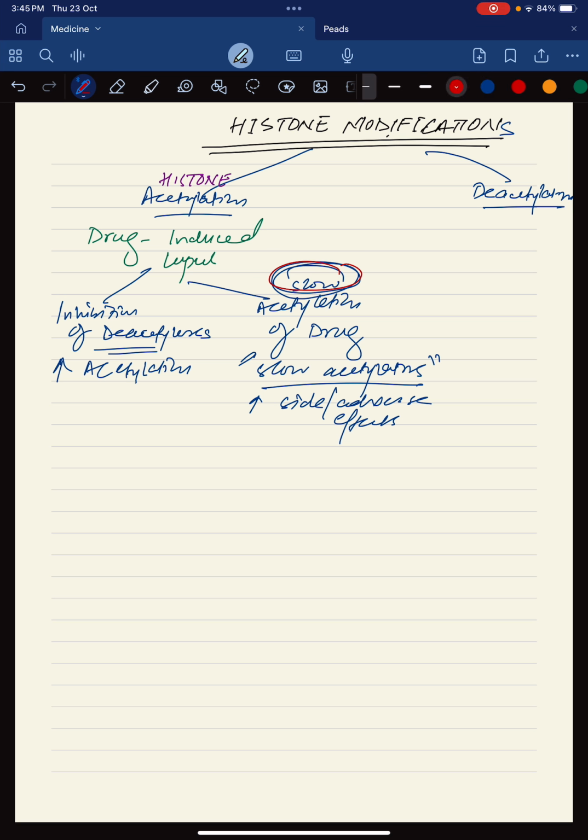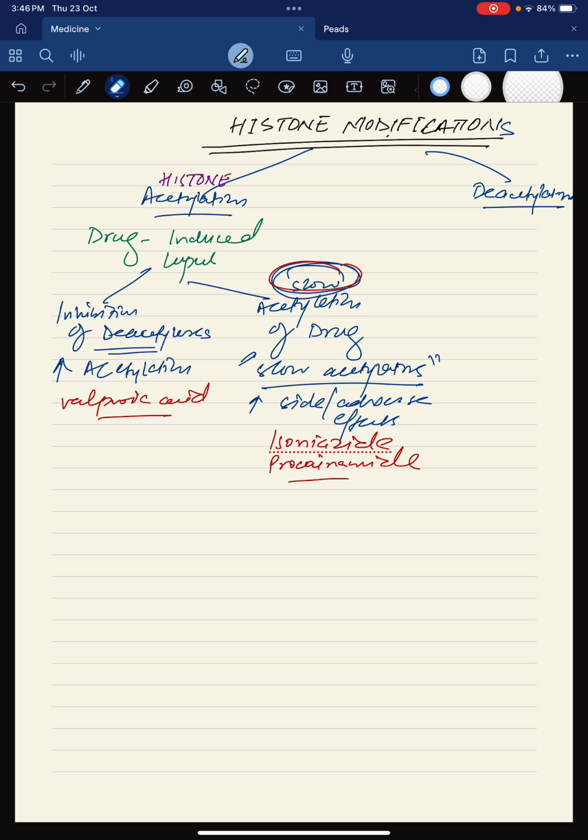The examples we see in these kinds of drugs are isoniazid, mainly it happens with that, and procainamide. And in the other case we see valproic acid. So a few of the examples to remember, okay, in these cases. Right, this was one of the examples for acetylation.